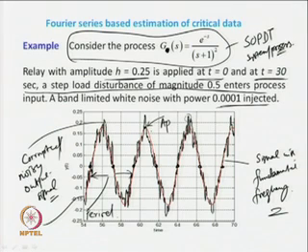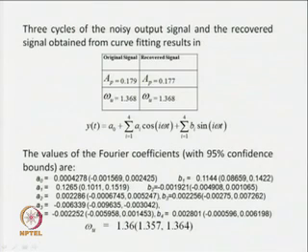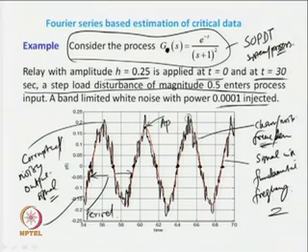So, when the Fourier series based curve fitting is employed, then we are able to get the clean waveform, the noise free one or the denoised one, with the help of the Fourier series analysis. Now, what has been done? 3 cycles of the noisy output signal are plotted over here. If you see, almost 3 cycles of noisy output signal are plotted.